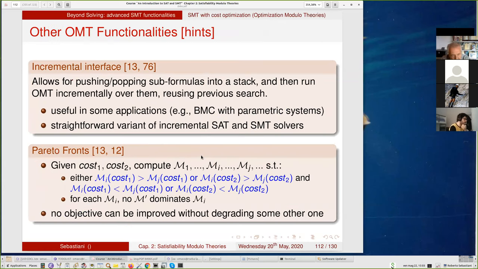I think also another fact is that we substantially inherit the incrementality. You can also do OMT incrementally by substantially inheriting, with some very simple tricks, the incremental interface of SMT. This is in some way of interest in many applications. And we can also do some computation of Pareto fronts, but this is quite complicated to explain.